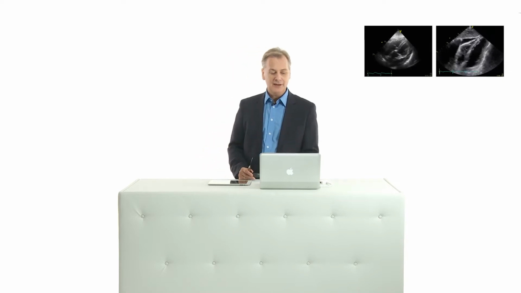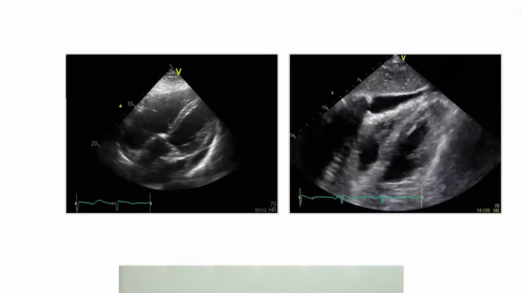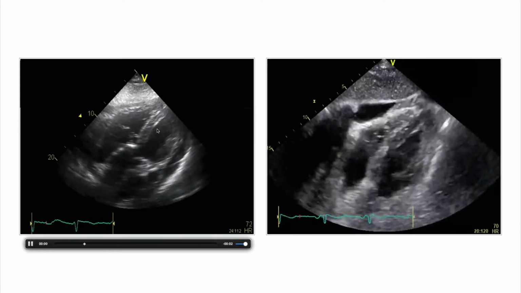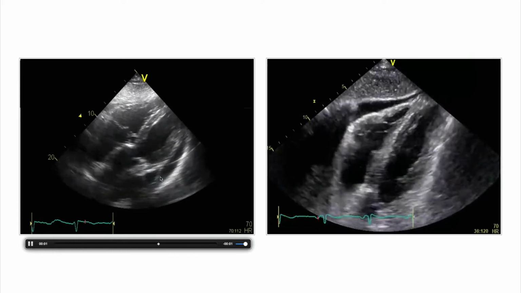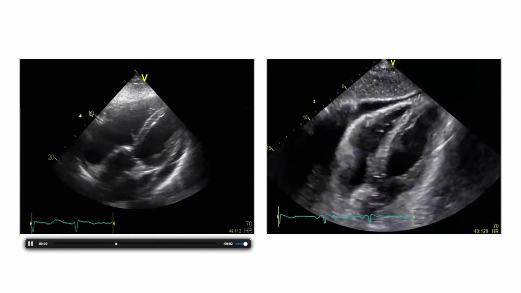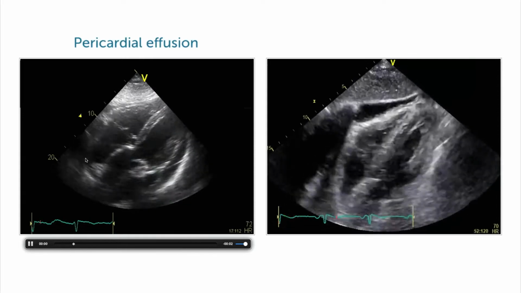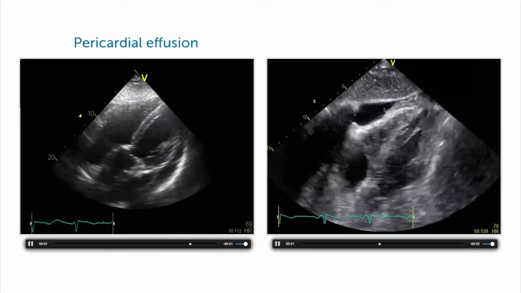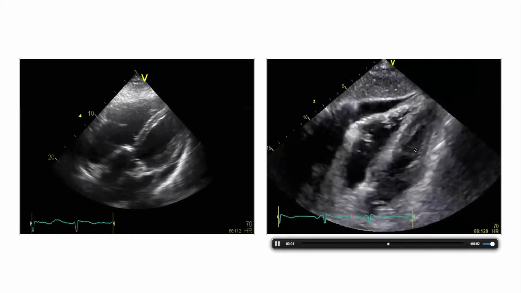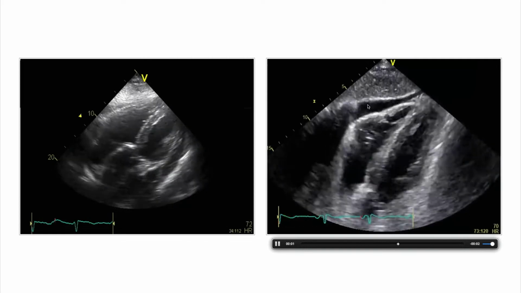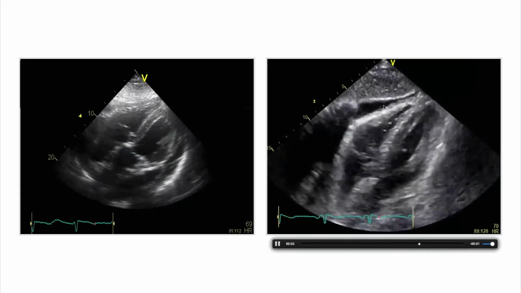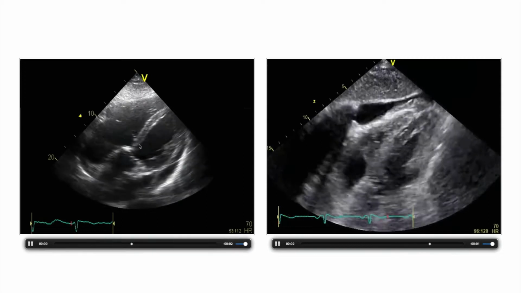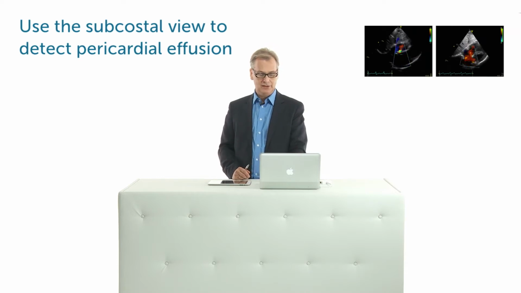Here are some examples. Here on the left-hand side, you see a patient with maybe mildly reduced left ventricular function, but the pathology that I want to show you is this echo-free space surrounding the left ventricle and to a lesser extent the right ventricle. This is a pericardial effusion. On the right-hand side, another patient, this time with normal left ventricular function and normal right ventricular function, but again, a pericardial effusion. We'll have an entire chapter on pericardial effusion, but at this point, just to demonstrate that the subcostal view is an ideal view to look at fluid within the pericardial sac.